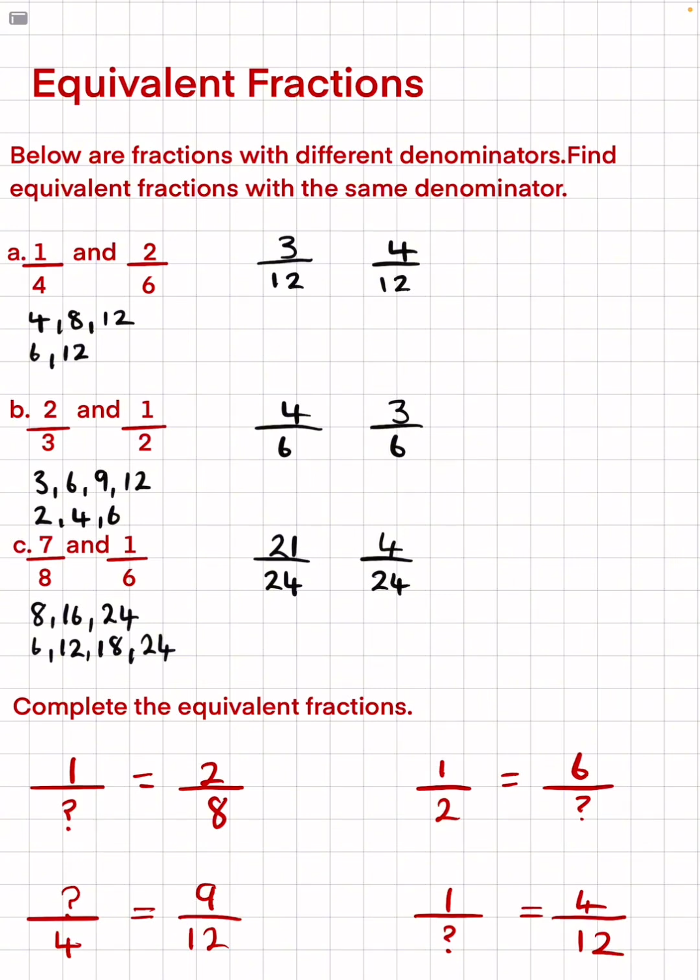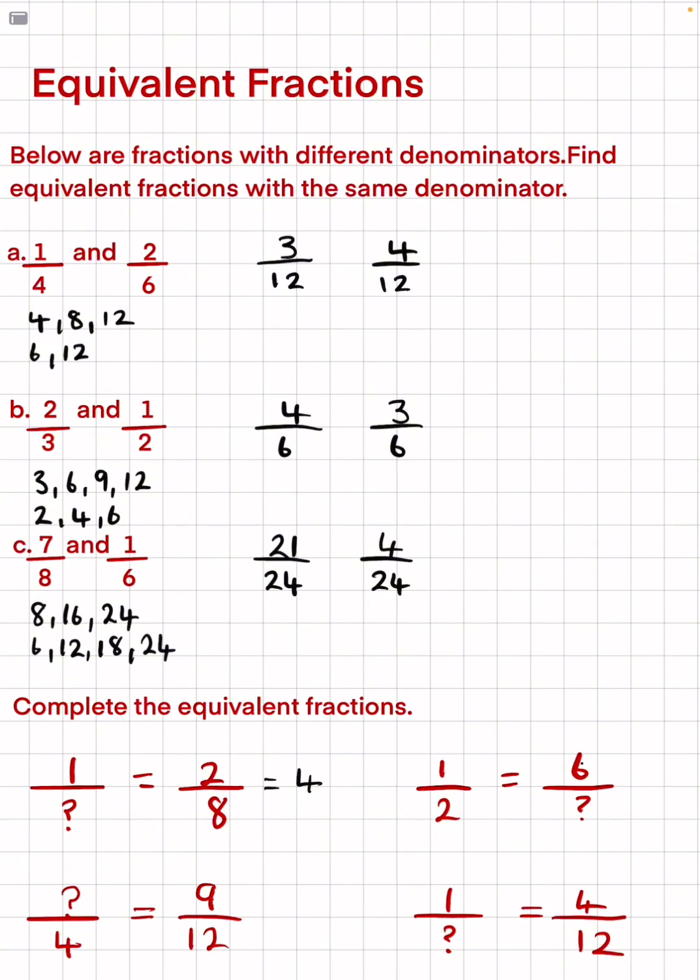In the next example, it says complete the equivalent fractions. To get from 1 to 2, we've multiplied by 2. So whatever we do to the top, we need to do to the bottom. So missing number multiplied by 2 is 8. So 8 divided by 2 is 4. So the missing number is 4. 4 times 2 is 8.